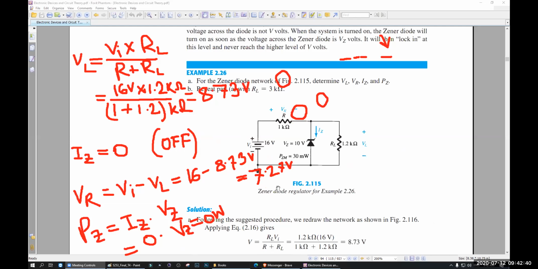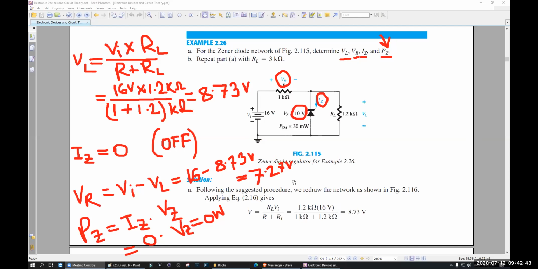Now let's solve part B. Repeat part A with RL equal to 3 kilo ohm. So they told us to repeat the exact same math with 3 kilo ohm of resistance. So how can we do that? We can do it like this.